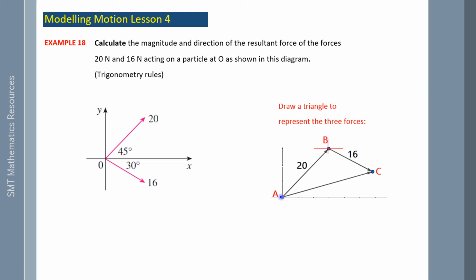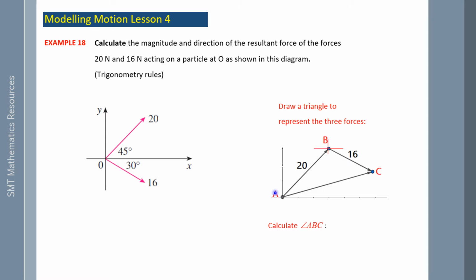So our first one from A to B is our vector, which is making 45 degrees from the horizontal and 20 newtons. It's this one here. Our second one is then 16 newtons, and our resultant force is the tail of our first one to the head of our second one. So AC is our resultant force.